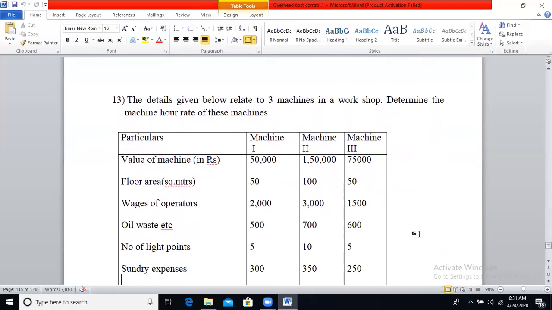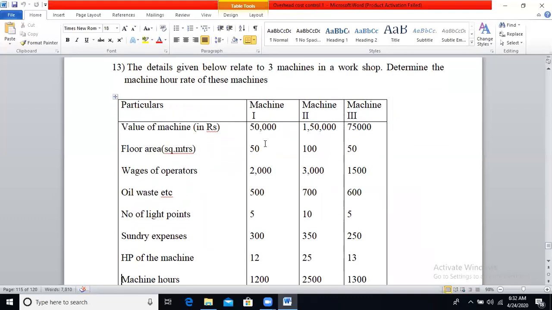See, that is a question paper problem. They have asked that for a 14 marks question. The next problem: the details given below relate to 3 machines in a workshop. Determine the machine hour rate of these machines. There are 3 machines, so you have to calculate the machine hour rate for each machine: machine 1, machine 2 and machine 3.